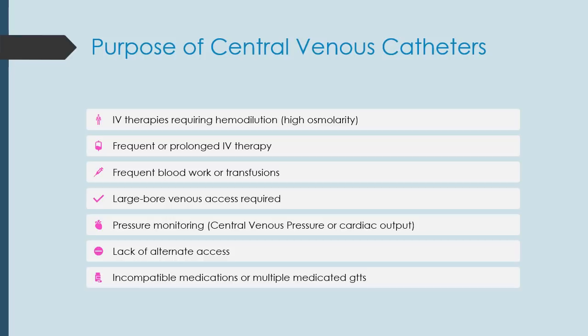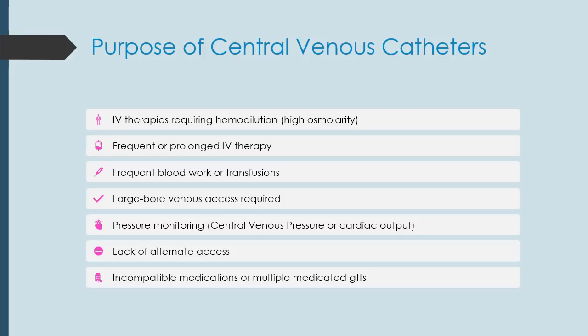So perhaps the patient is a pediatric patient or is elderly, and we just don't have the peripheral sites to be able to start a peripheral IV. So in that case, they might go to a central venous catheter. And then the last one is incompatible meds or multiple medicated drips.